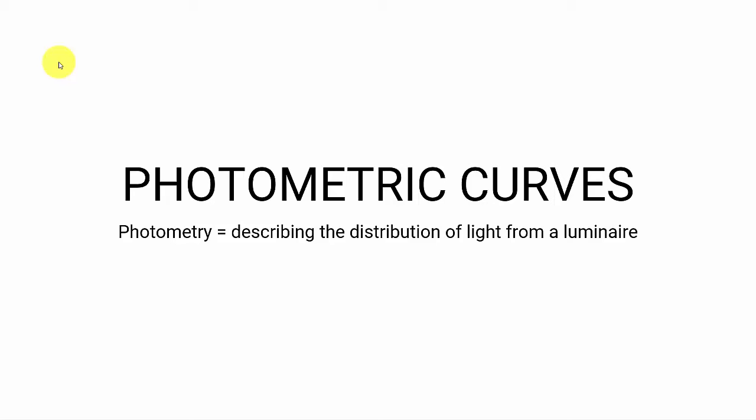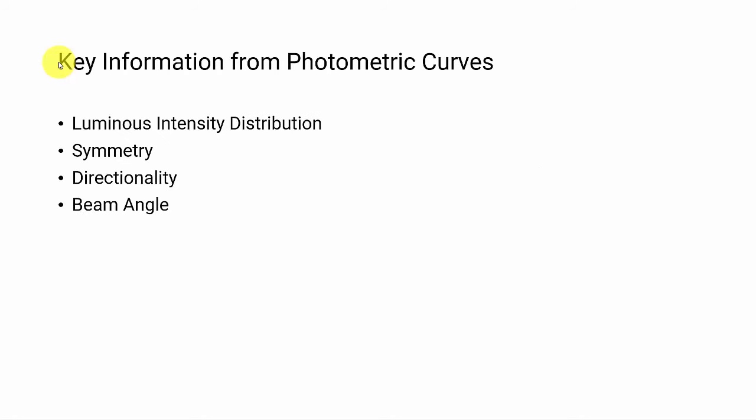Photometric curves, Cartesian curves, or polar curves are all the same. They are used to describe the distribution of light from the luminaire. Now what is the key information we can get from the photometric curves? We can understand luminous intensity distribution, symmetry of light, directionality of light, and its beam angle. In this video we are going to discuss a few steps on how we can read this information from the photometric curves.